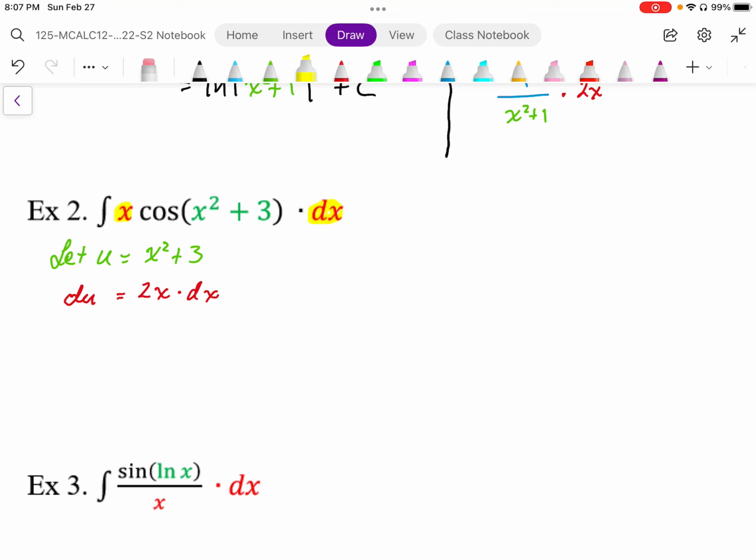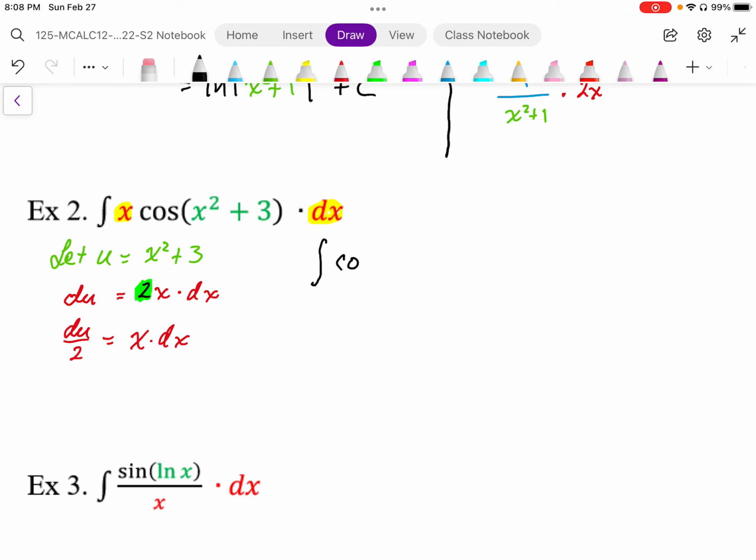Now that 2 here, we can actually move it to the other side. So there's a few ways to deal with this. I'm going to deal with it like this. I'm going to just move it to the other side, and I'm just going to isolate the x dx, and I'm going to replace in my new expression. So then I can do a substitution here.